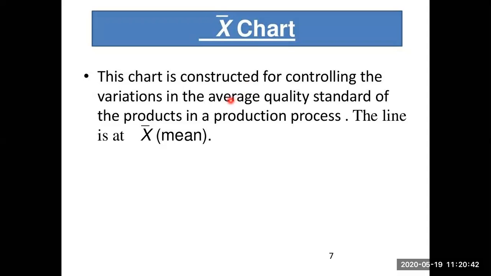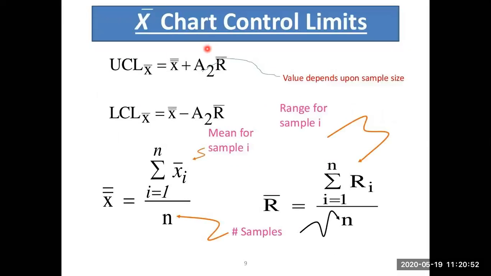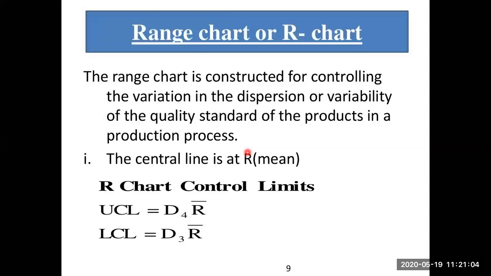Whereas mean chart is used to vary between the samples. Okay, between the samples. So already you know the formula. X double bar plus A2 R bar for mean chart. Lower control limit is X double bar minus A2 R bar, where R bar is equal to something. So this is this one.